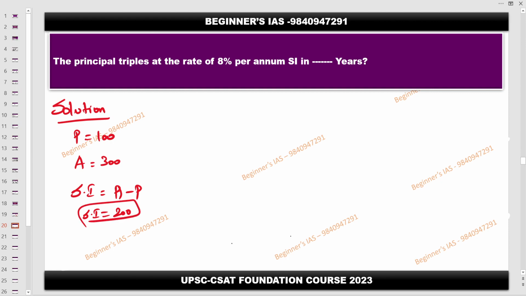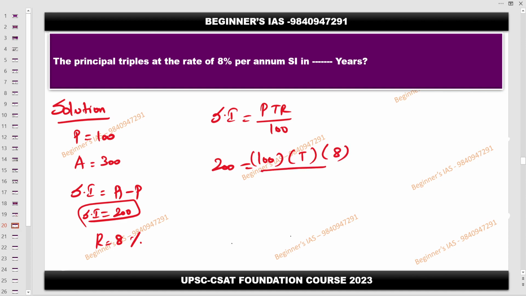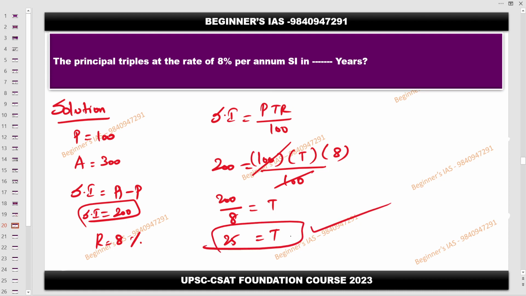You know this one. Then R also you know. R is equal to 8%. Then you can easily calculate. Simple interest is equal to PTR by 100. So therefore here 200. P you know 100. Then T, that only you need to calculate. R you know 8. Here 100. Then 100 cancel. So therefore T is equal to 200 by 8. Then T is equal to 25. Clear? So the answer is 25.